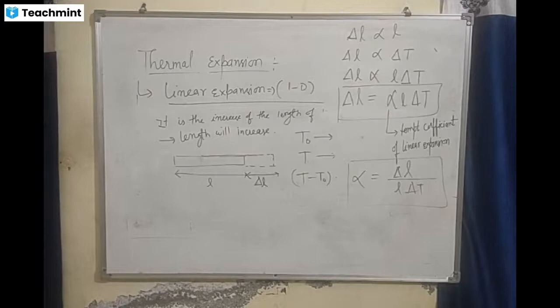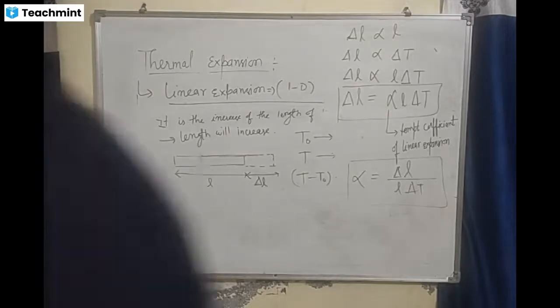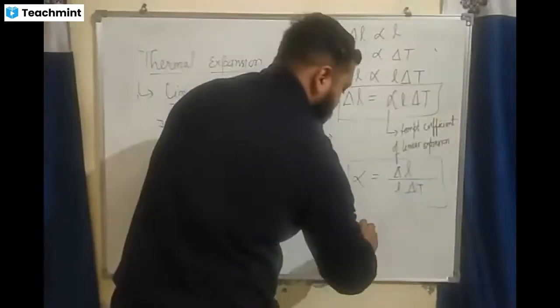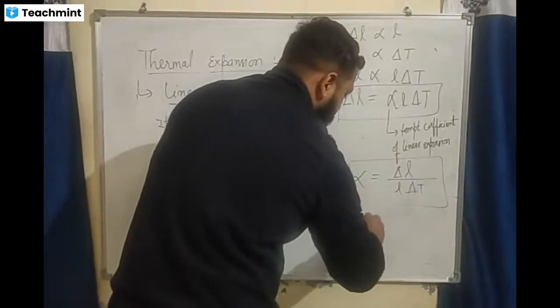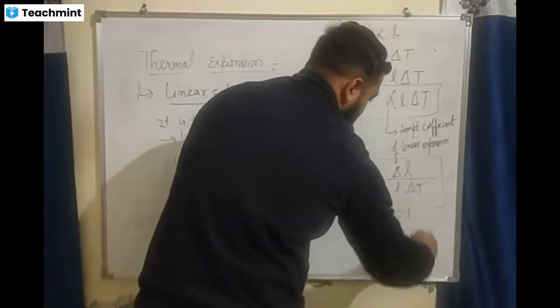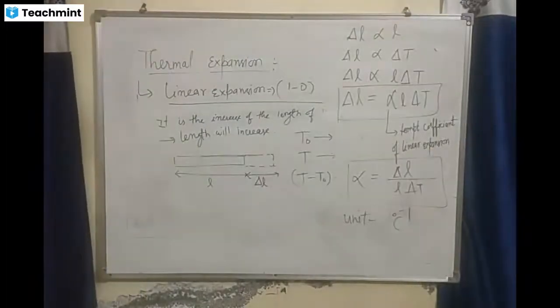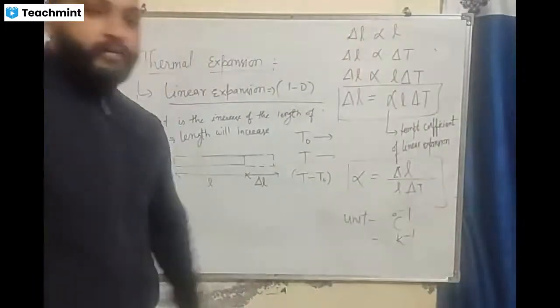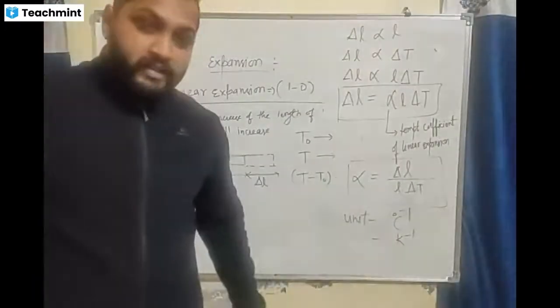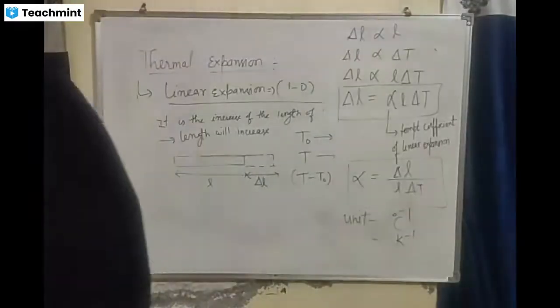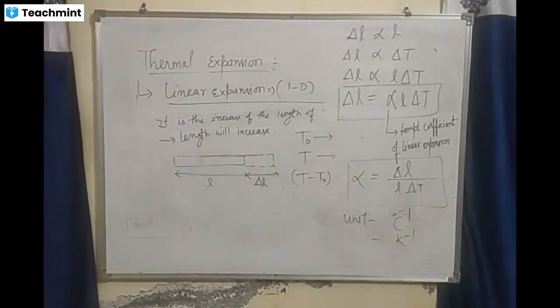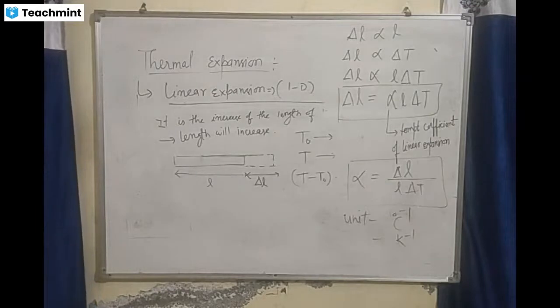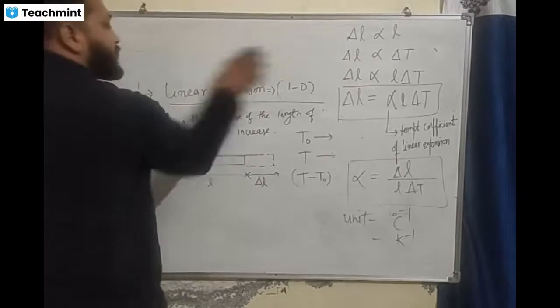And its SI unit is, the length gets cancelled, degree Celsius inverse. Its unit is degree Celsius inverse or Kelvin inverse. This is the unit of alpha. Now, just for an example, what does the value of alpha tell us?